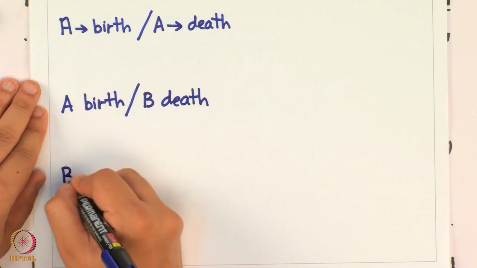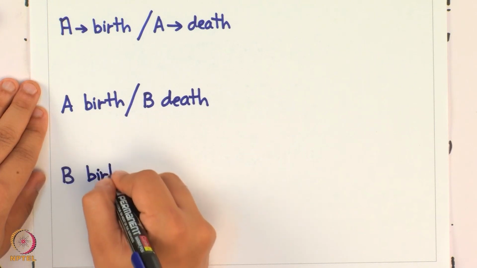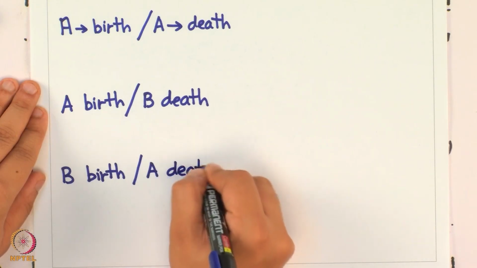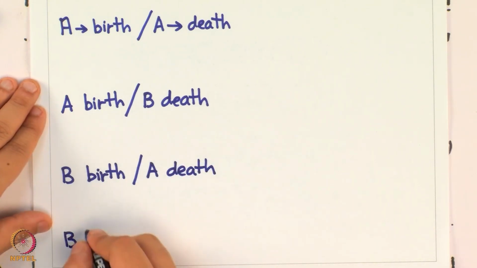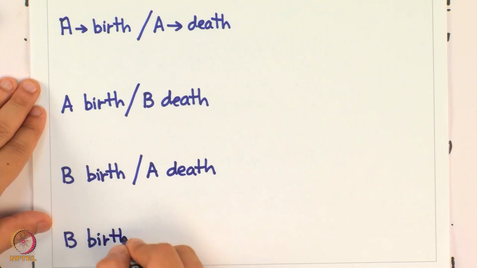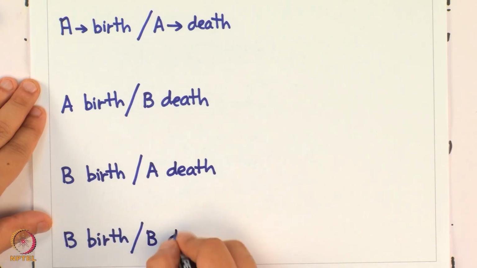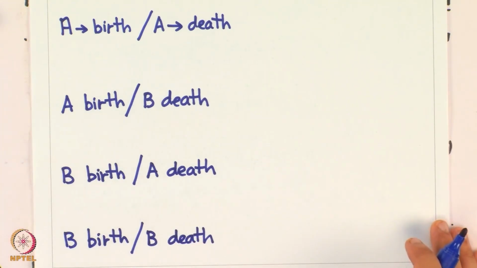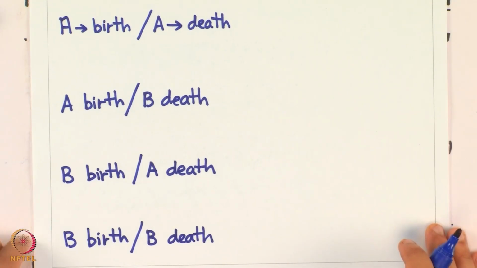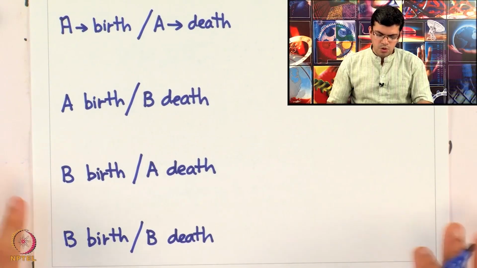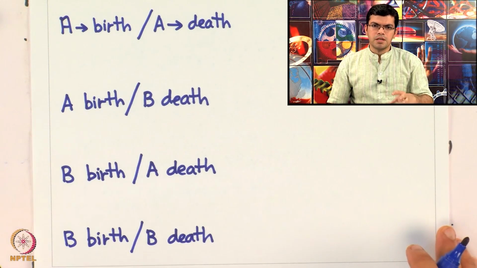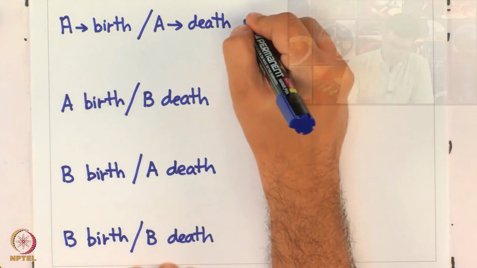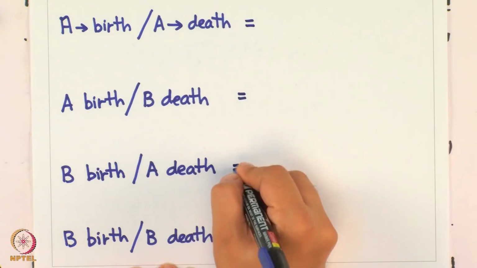Or I could have selected an individual of genotype B for birth and an individual of genotype A for death, or I could have an individual B for birth and an individual B for death. You should realize now that these are the only 4 possibilities if I am dealing with two genotypes only. There are no other possibilities to represent the birth and death process. And what we'll try and do now is write down the probabilities associated with each of these events happening.